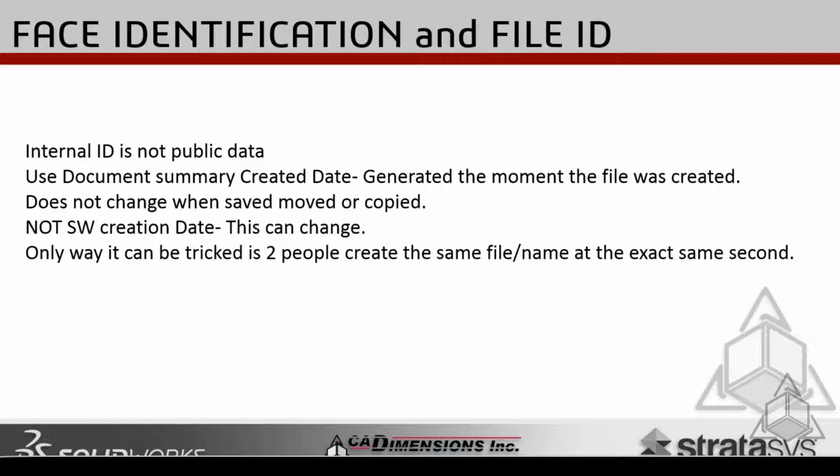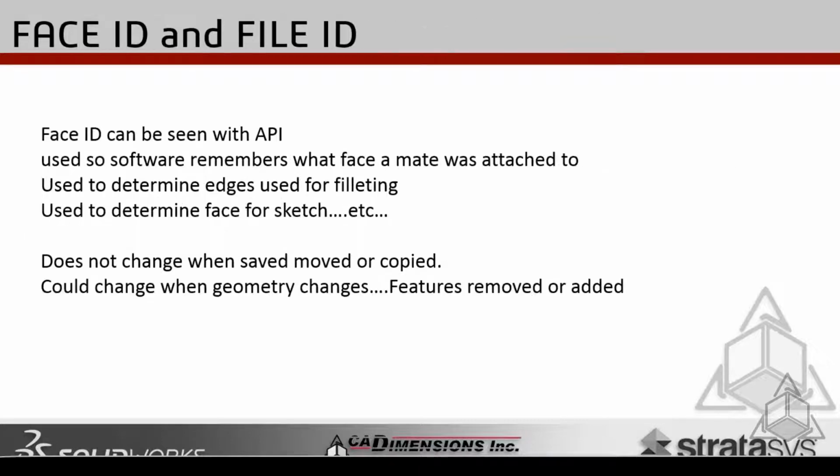Other than that, if you get a file ID error, a pretty good understanding is that, hey, this file was created by a different person or on a different date and time. It's a completely different file, has not been saved, moved, or copied. Okay, we'll talk about how this rears its head. The other thing is a face ID. Now, you saw that when I had the file ID error, that the mates all blew up.